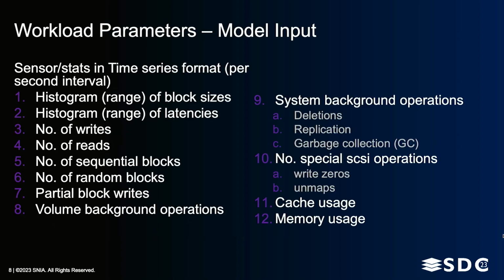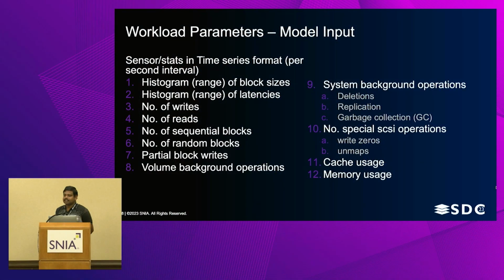So going to the workload parameters, as Dee explained, we have a plethora of parameters. These are all per-second interval time series data, which we call sensor or stats data, and we store them every second from the array. Since this is per-second data and we have thousands of sensors which we are capturing, it might blow out the space for the autosupport. So we carefully choose what we want to capture and what we should not capture.